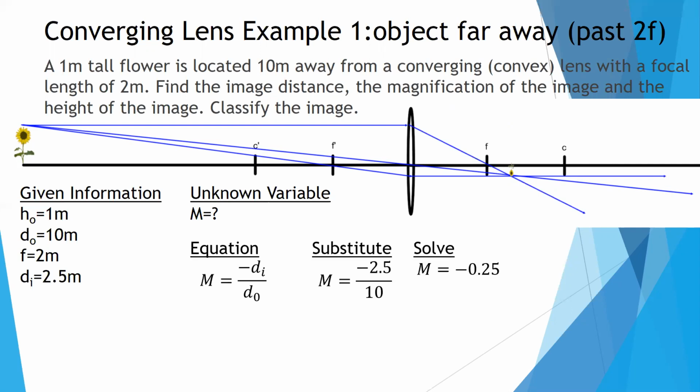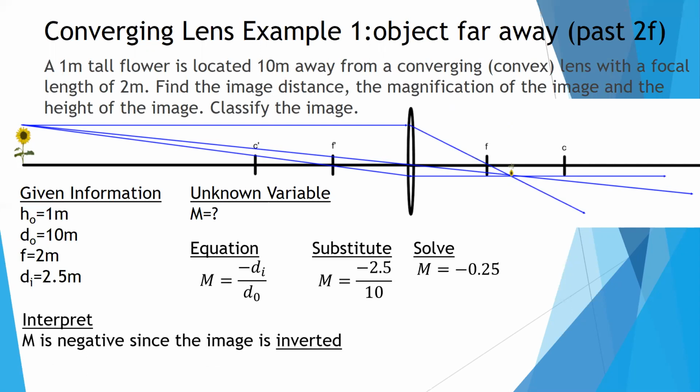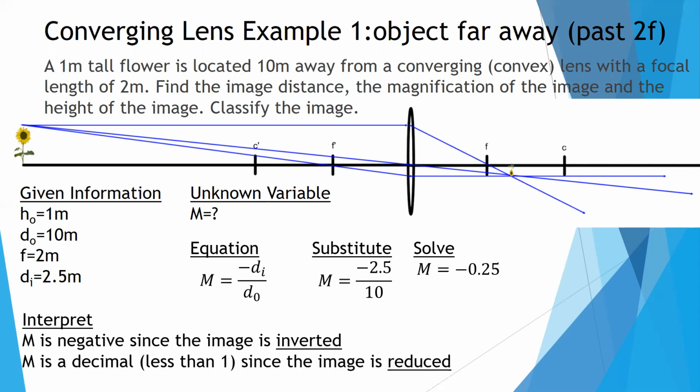Okay, a couple things going on here. First thing, our M is negative because our image is inverted. Notice our sunflower on the left has the top pointing up. The image of the sunflower on the right-hand side, the top of the sunflower is pointing down. So our image got flipped over. It's inverted.